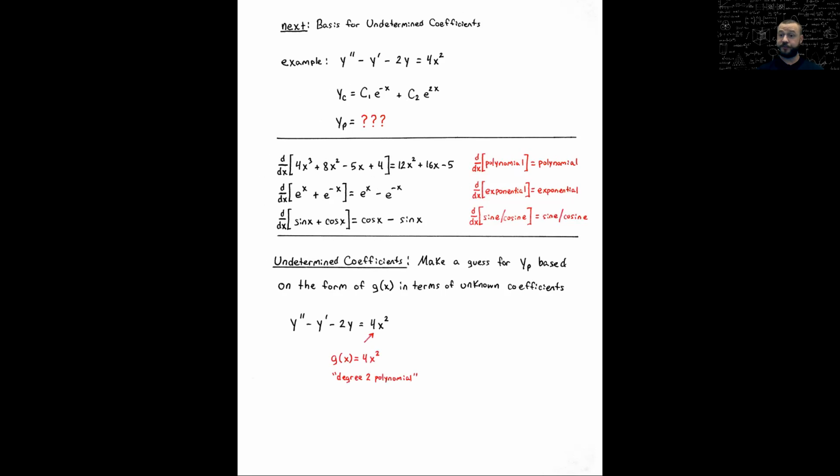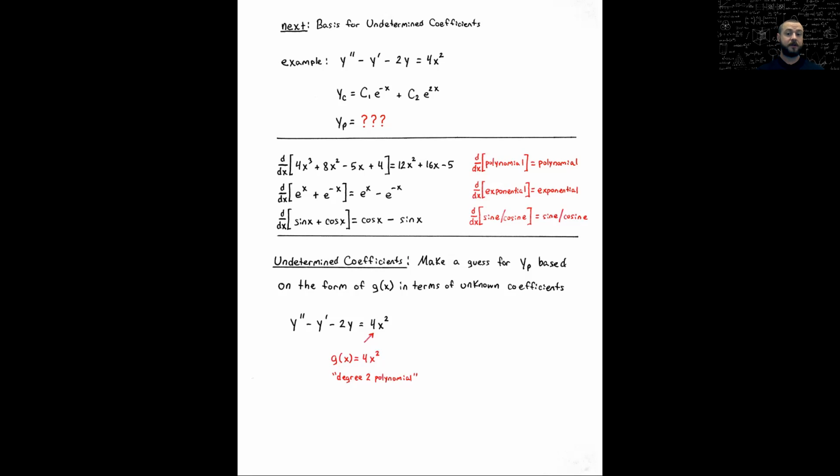All right, so for this example, just to summarize how this works before we go into detail for how we choose the particular solution, let's take a look at the right-hand side of the differential equation, what we're going to call g of x. Here, it's 4x squared, and let's think, what type of function is that? For this lecture, we have really 3 types to keep in mind: polynomials, exponentials, sines and cosines. The right-hand side, 4x squared, is a degree 2 polynomial.